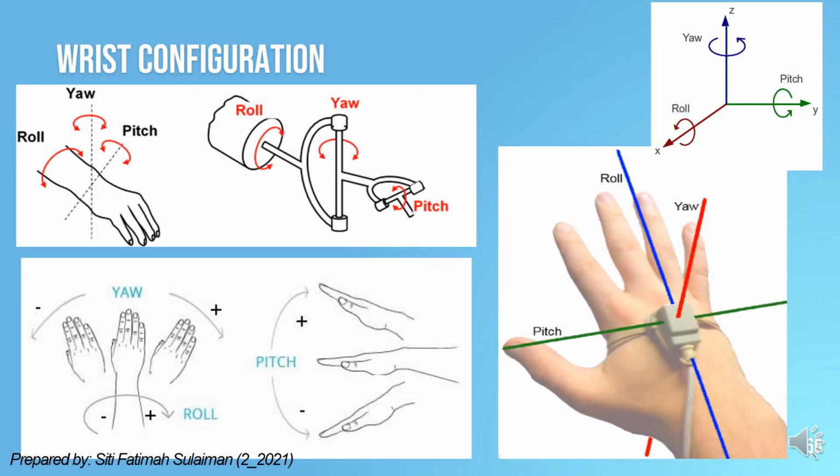The figure in the slide illustrates all these roll, pitch, and yaw of the robot wrist. So roll refers to the x-axis, pitch refers to the y-axis, and yaw refers to the z-axis.